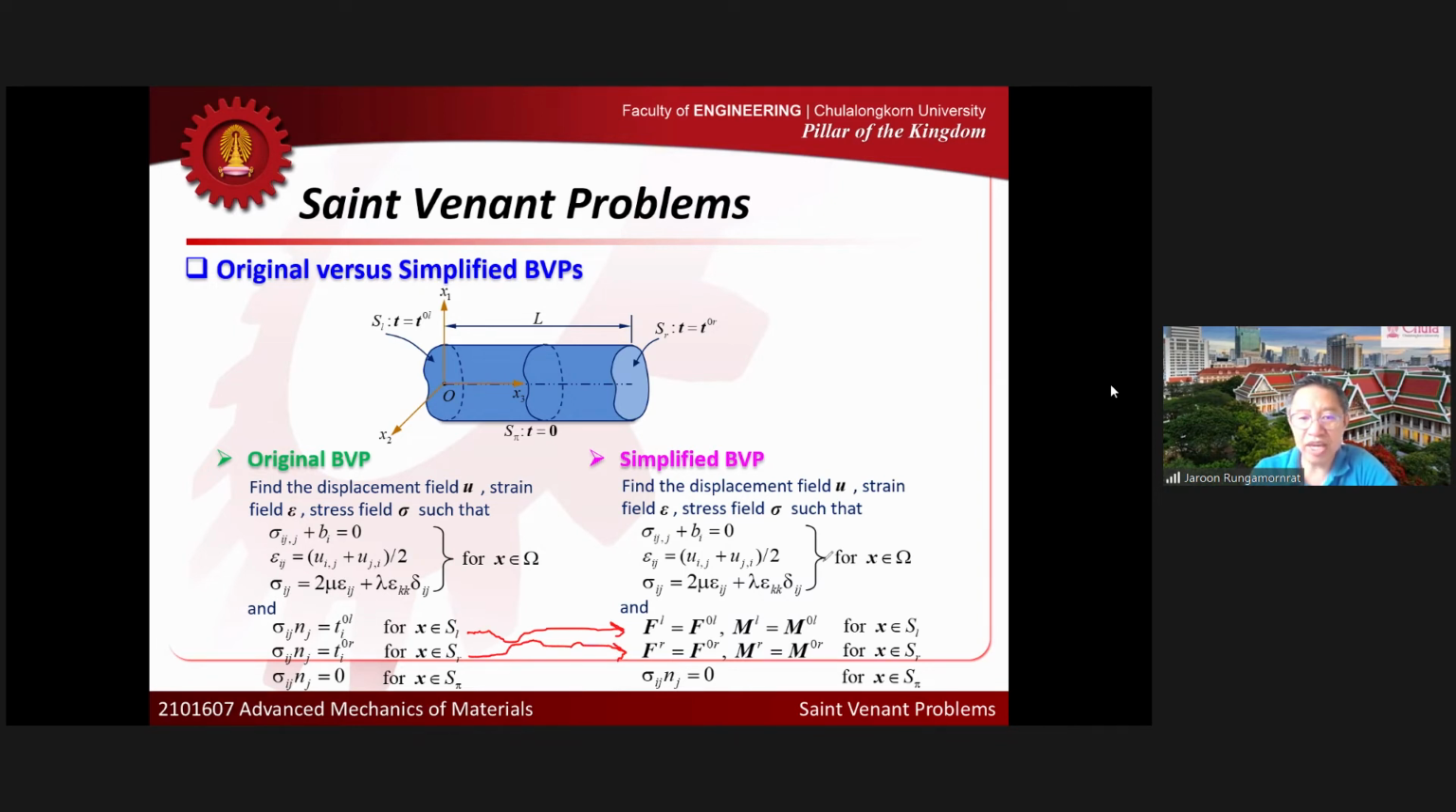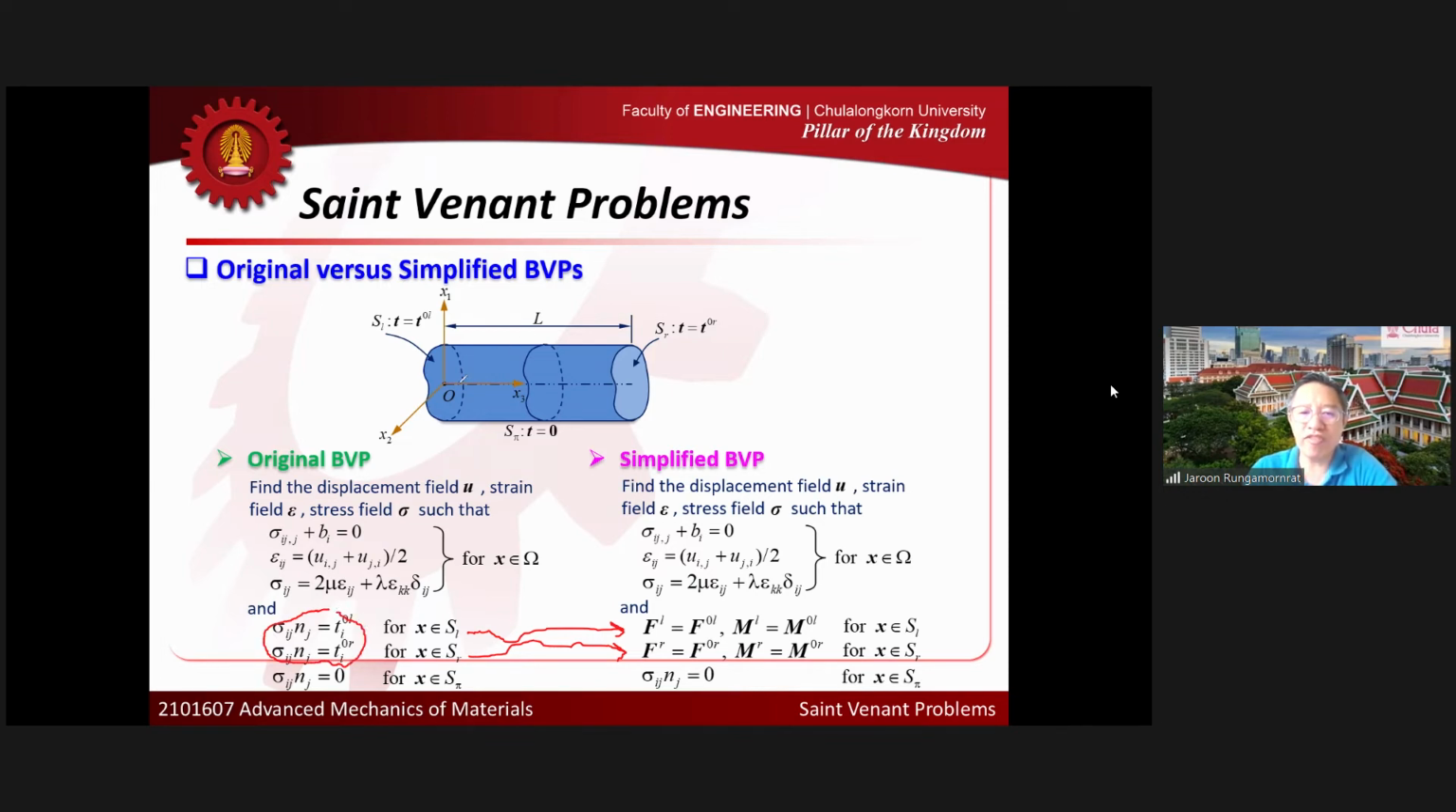Okay, so what does it mean? In the simplified boundary value problem, we solve the same problem, but we modify the condition at the left end and at the right end. Instead of satisfying the prescribed traction at every point, we now say that the stress from the solution procedure doesn't have to satisfy that kind of condition at every point anymore.